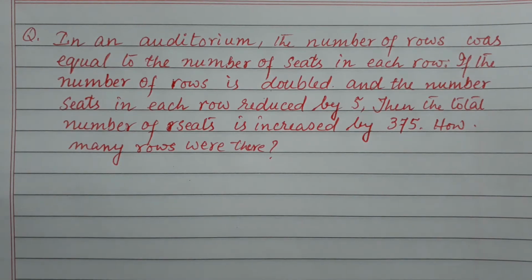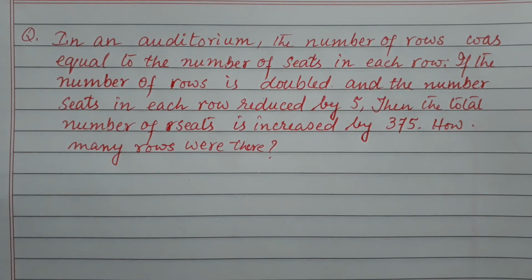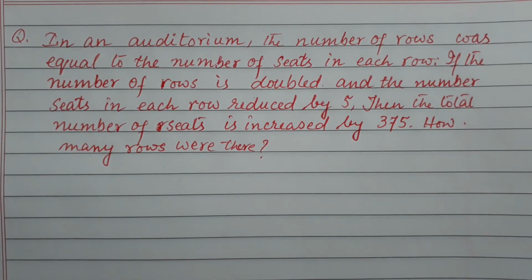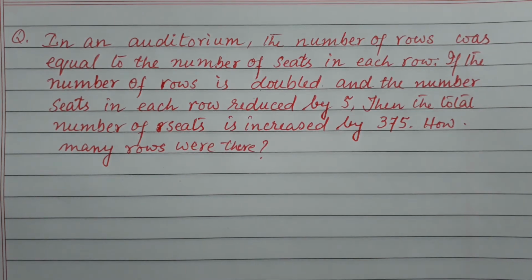Now let us see what is the next question. It is given that in an auditorium, the number of rows was equal to the number of seats in each row. If the number of rows is doubled and the number of seats in each row is reduced by 5, then the total number of seats is increased by 375. Then how many rows were there?